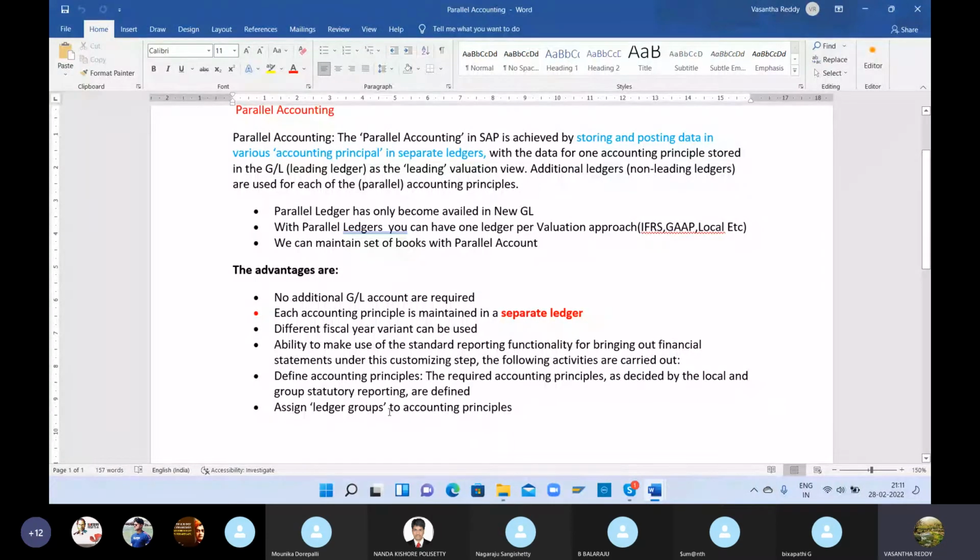After that, assign ledger groups to accounting principles, where we can create ledger groups and then assign them to the accounting principles. This is the most important step in parallel accounting. So this is about parallel accounting.